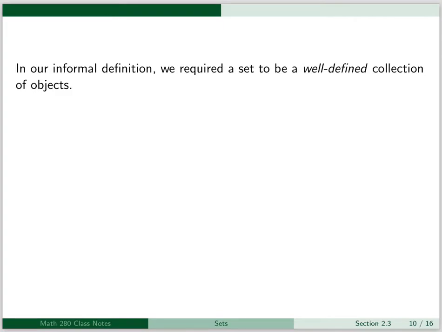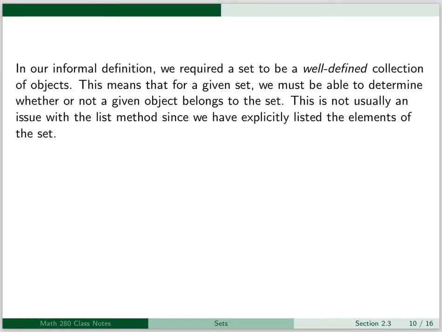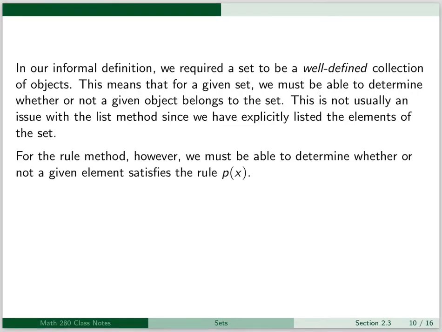In our informal definition, we required a set to be a well-defined collection of objects. This means that for a given set, we must be able to determine whether or not a given object belongs to the set. This is not usually an issue with the list method, since we have explicitly listed the elements of the set. For the rule method, however, we must be able to determine whether or not a given element satisfies the rule P of x.